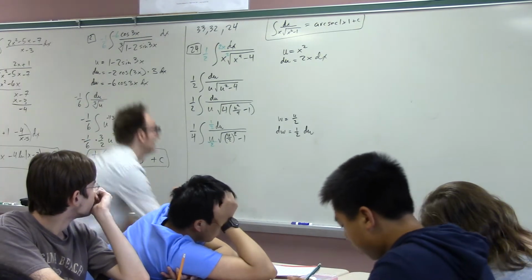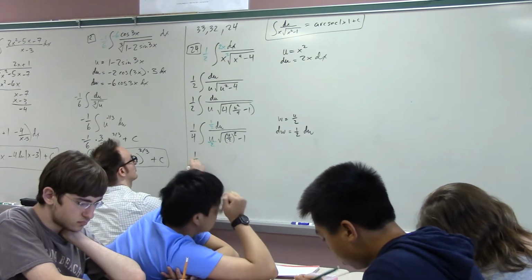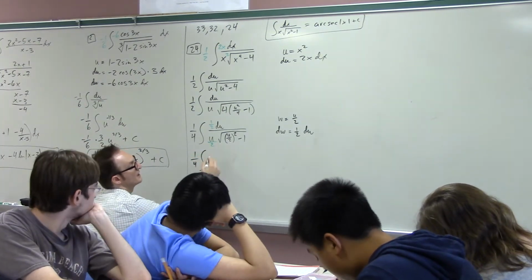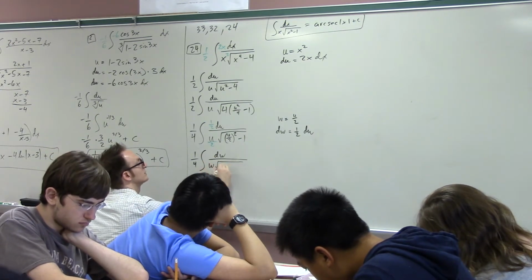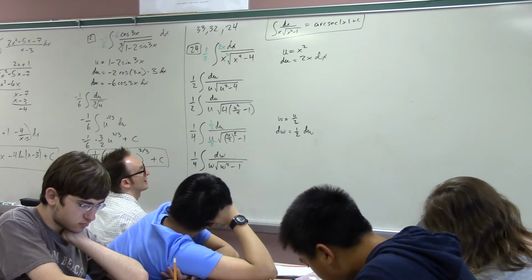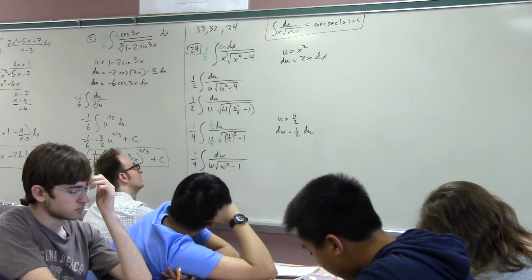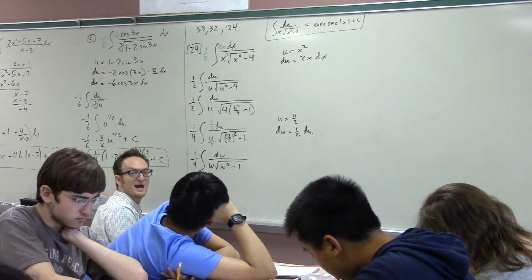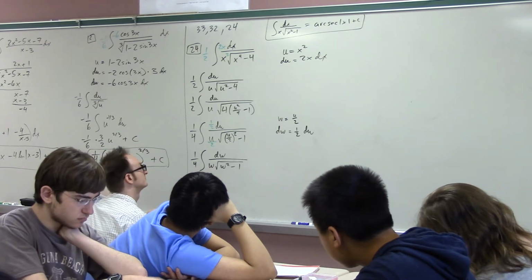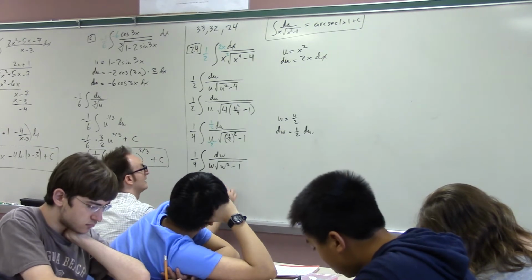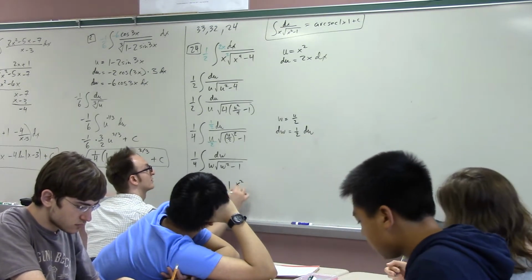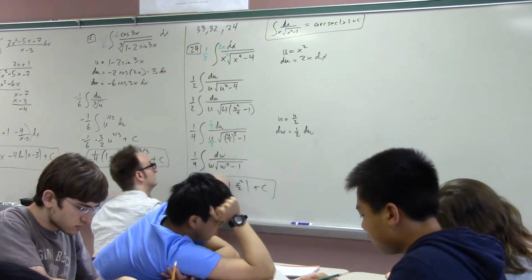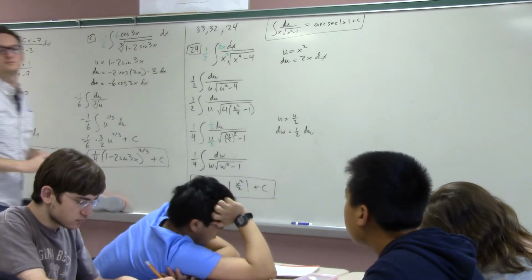So now that I make the substitution to rewrite it all in terms of w's, it is just dw over w root w squared minus 1. That's arc-secant. So final answer, 1/4 arc-secant of absolute value w, which is u over 2, so x squared over 2. Let's see. Are we good?